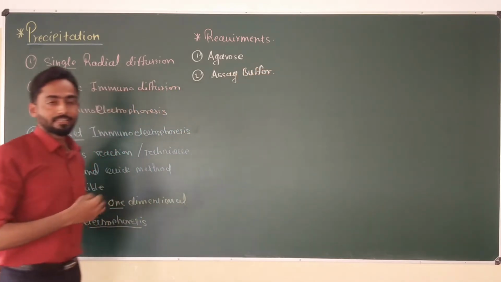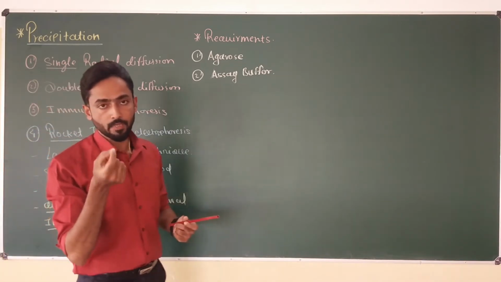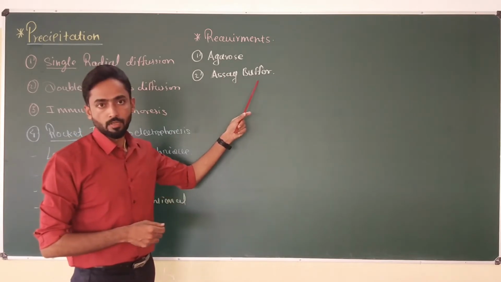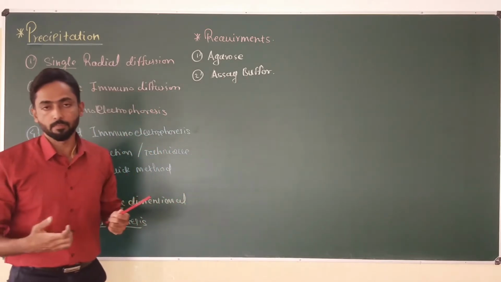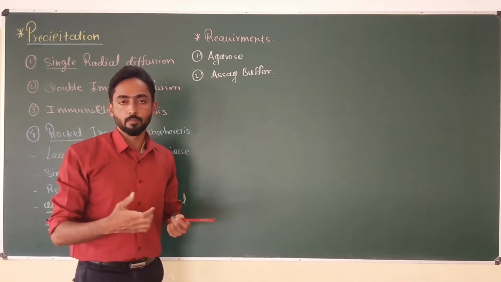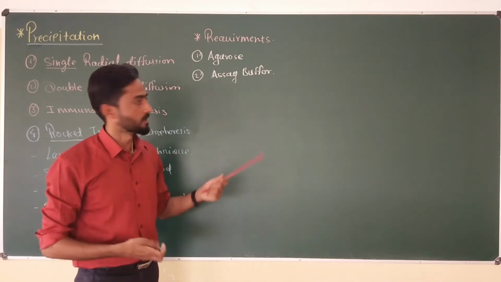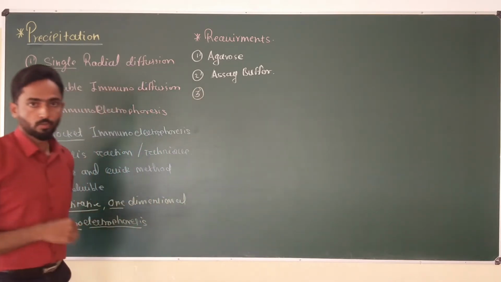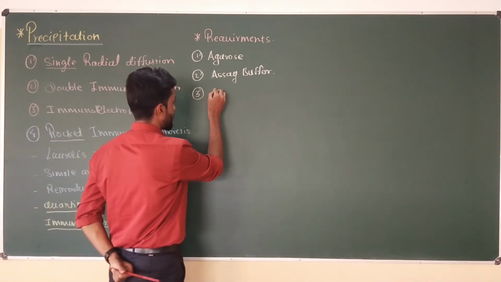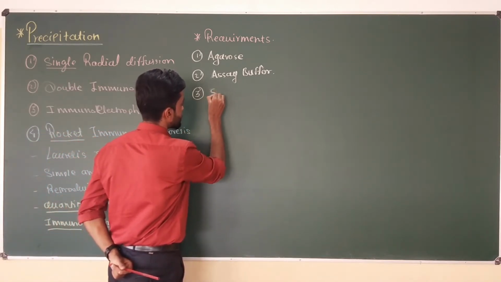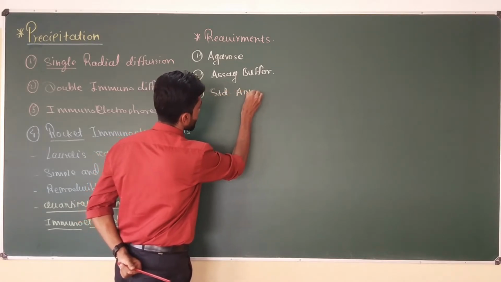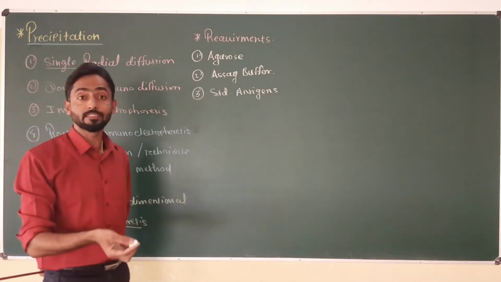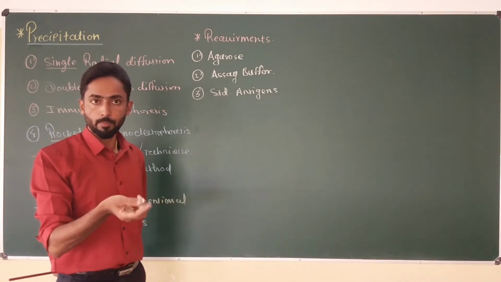We know that antigens and antibodies are proteins and they require a specific pH during the reaction mixture, and to maintain the pH we use buffers. Buffer resists the change in pH during the reaction so that antigen and antibody remain intact, or remain functional. So we need assay buffer. Then the third important requirement during this practical is standard antigens. What are standard antigens? These are antigens whose concentration is known before performing the experiment.